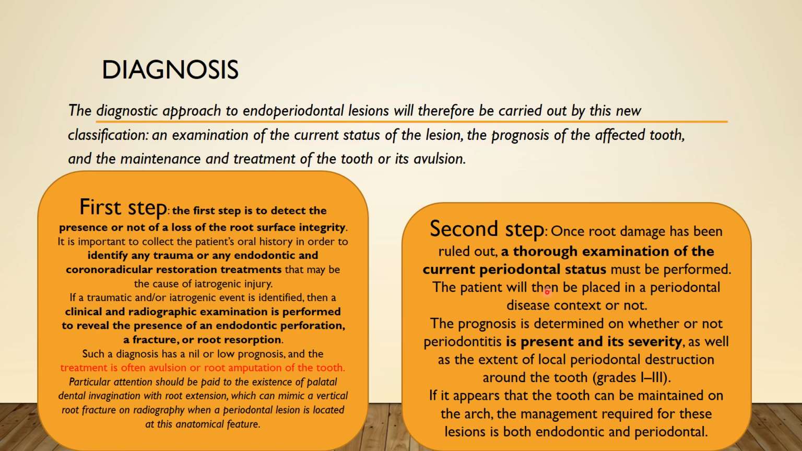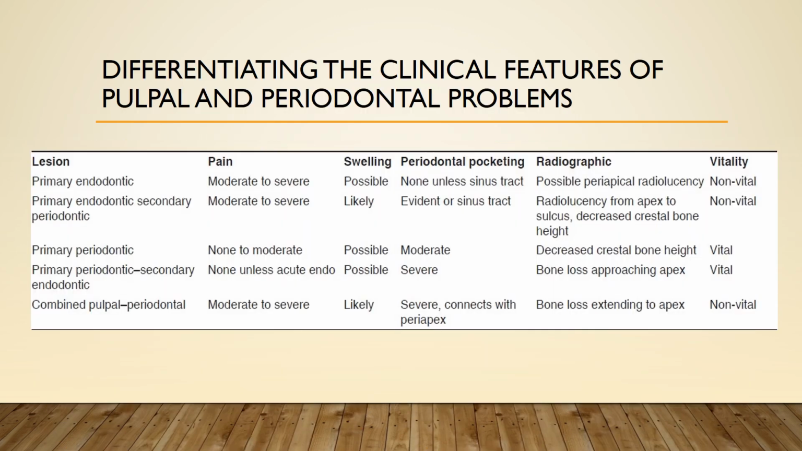The patient will be placed in the periodontal disease context or not, and the prognosis will depend on the presence, the severity of the disease, and the periodontal destruction. So if it appears that the tooth can be maintained in the arch, the management of these lesions will always include endodontic and periodontal treatment.